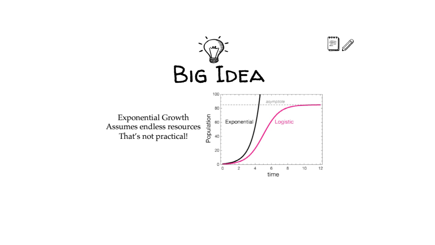Wrapping things up here with the big idea. We can use all the stuff that we learned about solving logarithmic and exponential equations to come up with some really important models for growth. We have continuous and discrete growth that can both be modeled with exponential equations. But we also have this idea that, in haiku form, exponential growth assumes endless resources, and that's not practical.